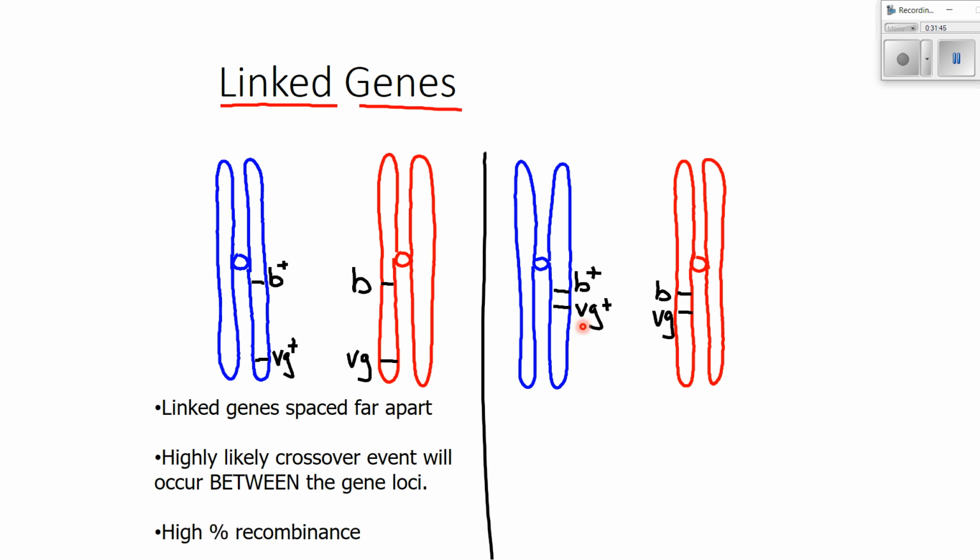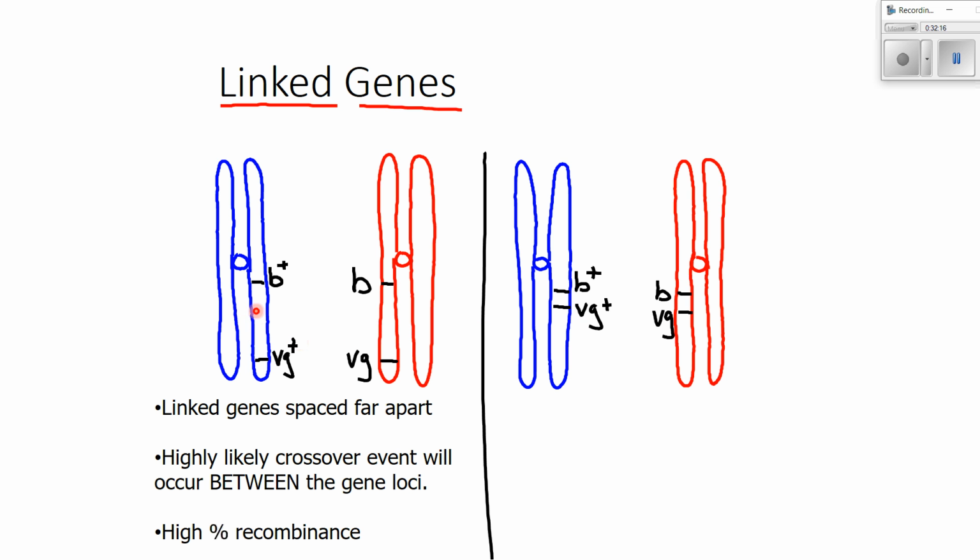Morgan figured out there's a way to tell, even though with early 1900s technology, you couldn't really see the chromosomes. You certainly couldn't see the genes on the chromosomes. And so there was no way to just look and see how spaced out these genes were. But he figured out a way to do it based on calculating what percent of the time a crossover event occurs in between the two genes.